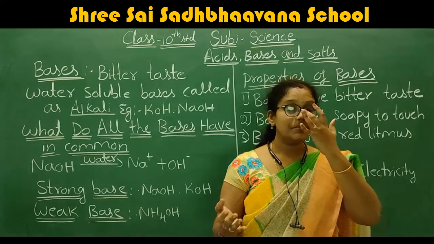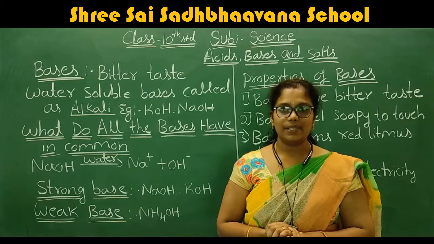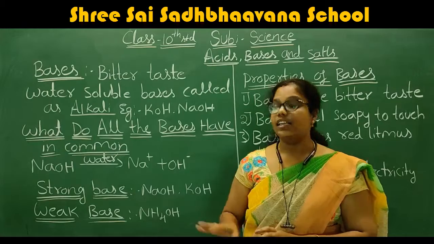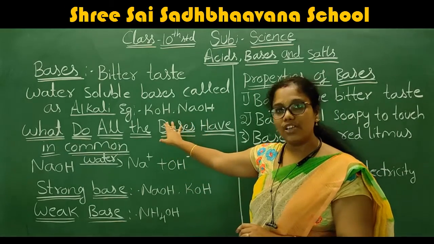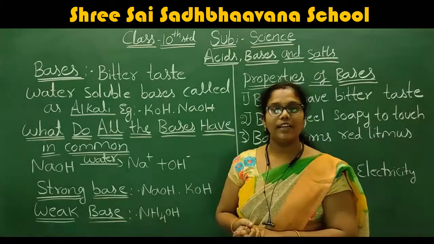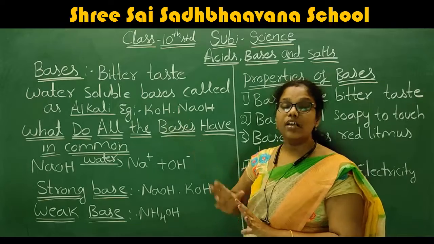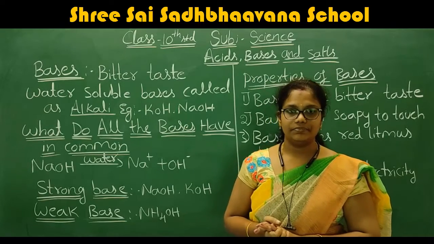Also, some examples of bases are sodium hydroxide and potassium hydroxide. NaOH is nothing but sodium hydroxide, and KOH means potassium hydroxide.